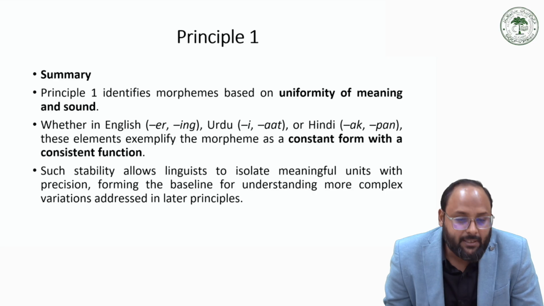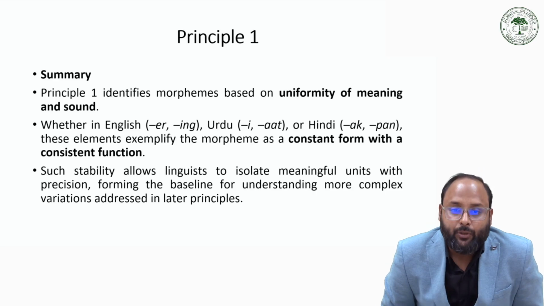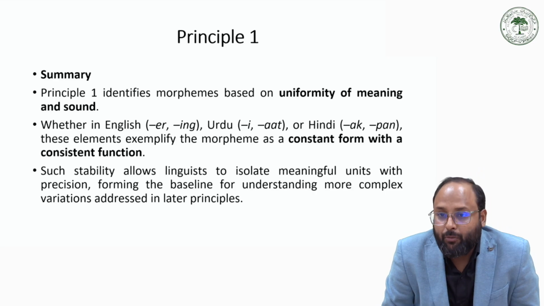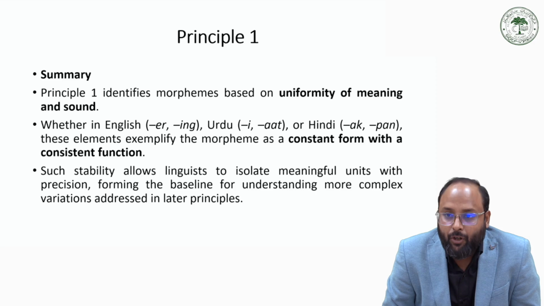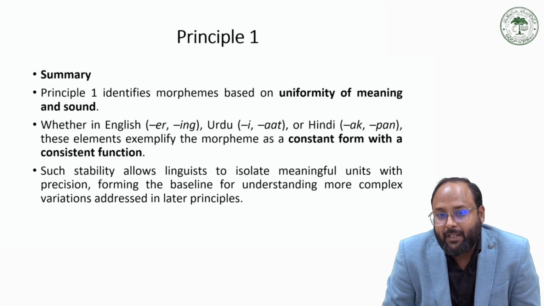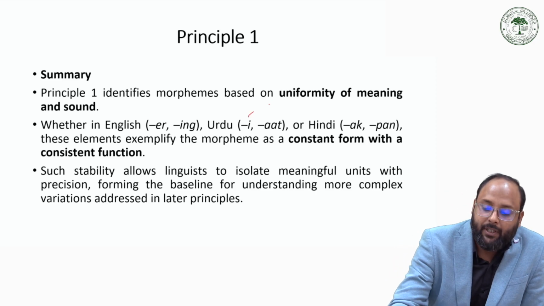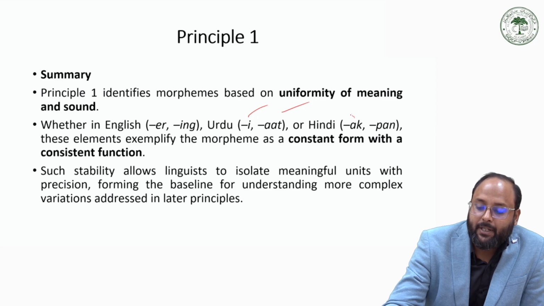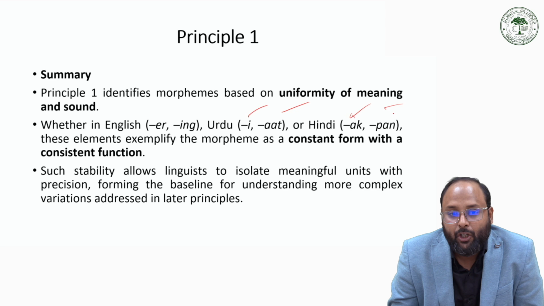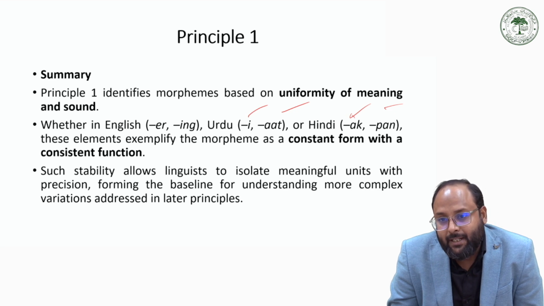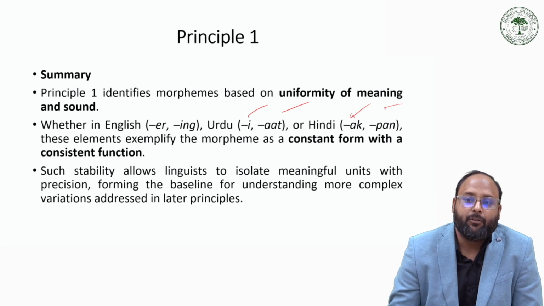If we summarize principle one, it identifies the morpheme based on the uniformity of meaning and the uniformity of phonemic form, meaning uniformity in sound or form. Like we have the examples ER, ING, Urdu E and At. In Hindi in particular we have Ak, and Pan occurs in both Urdu and Hindi. They occur constantly with the same form and give the same meaning and function in the language. So they can be considered as one morpheme.